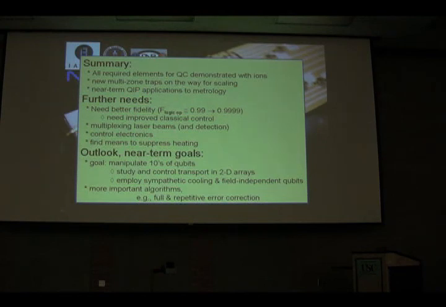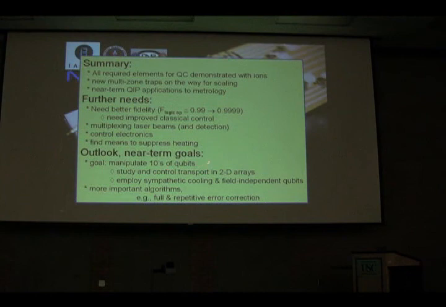There's lots of control issues as we scale the number of ion trap zones up, just making the connections, things like that. We need to multiplex the laser beams in a larger array. One of the things I think we're tending to focus on in the near-term future is being able to do simultaneous detection in different zones of this array. Right now we use conventional optics, big fancy lenses that will only look in one place, and so we maybe have to go to some sort of fiber detection, something like that. So this is one of the things we're working on.